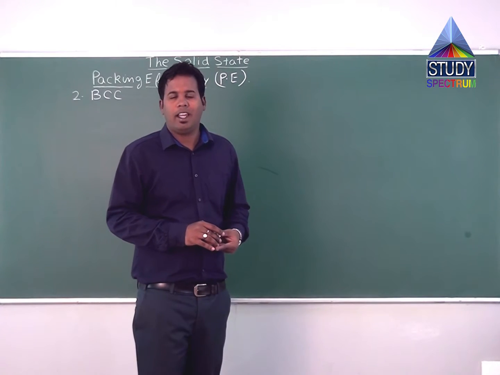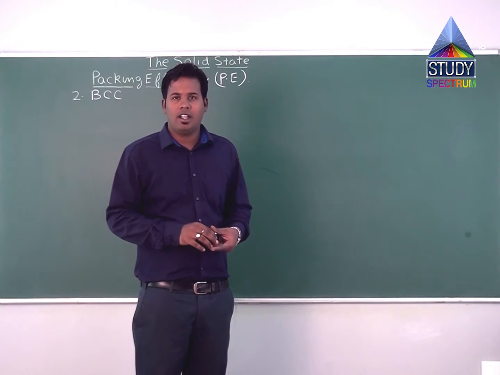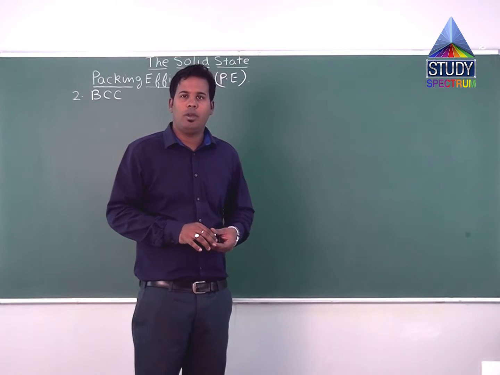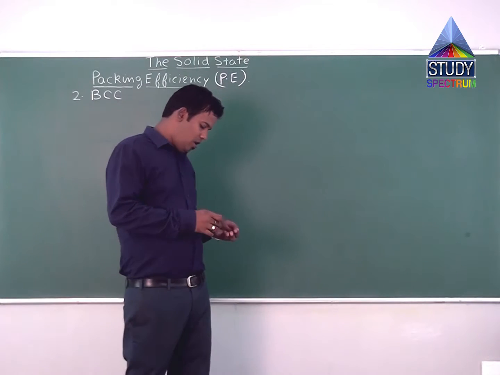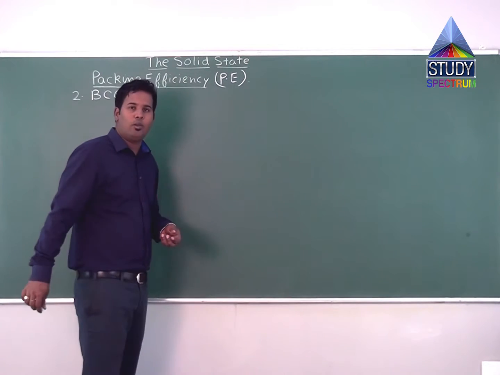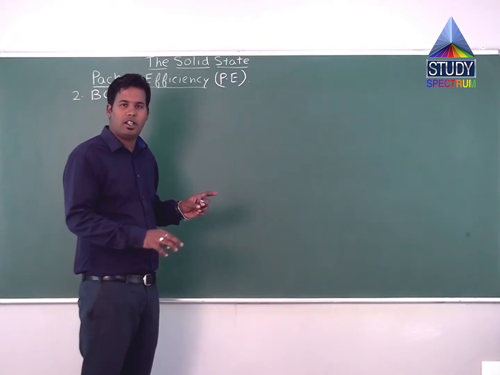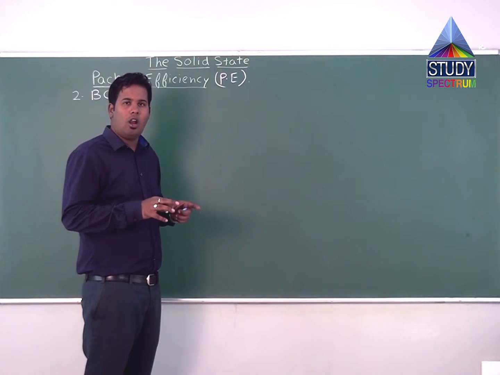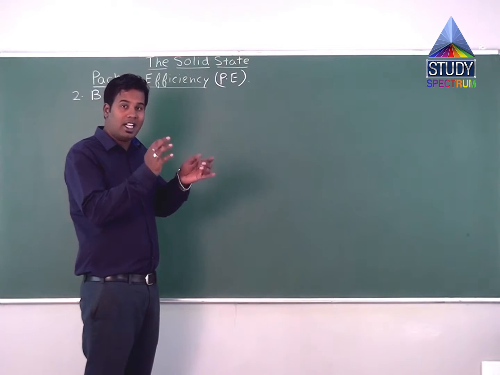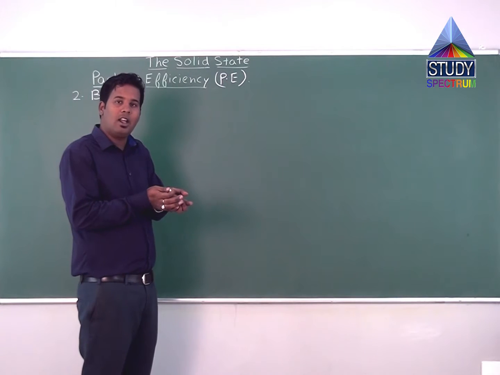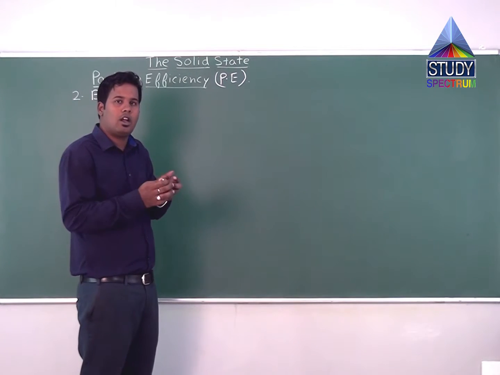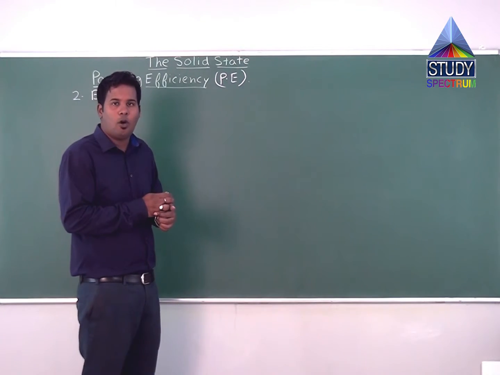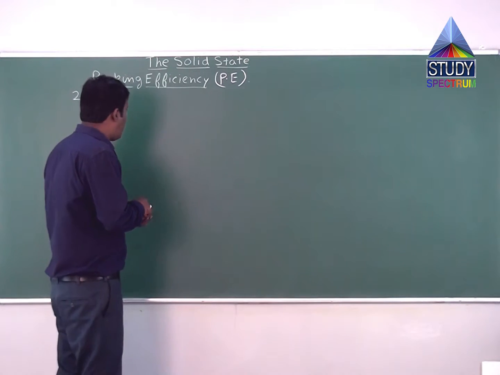Now calculate the packing efficiency of the body-centered cubic unit cell. If you remember, in the body-centered cubic unit cell, you have spheres present at all the corners along with a sphere present at the center of the body, correct? And the number of spheres in such a cell was 2. So let us draw the structure first.